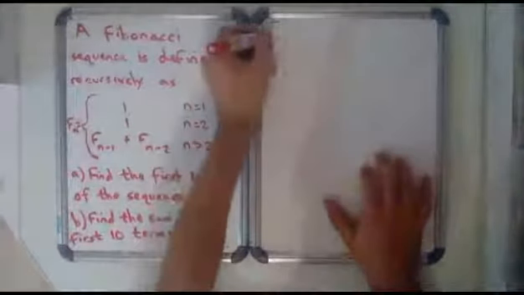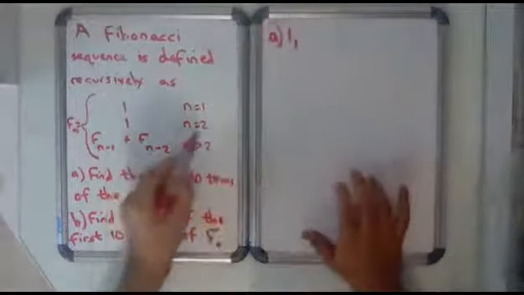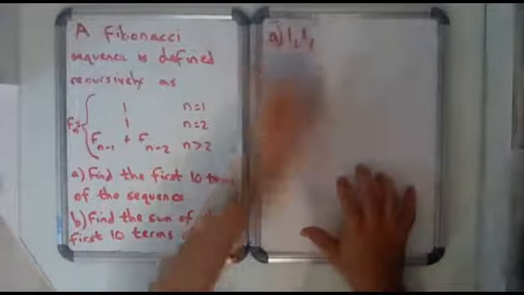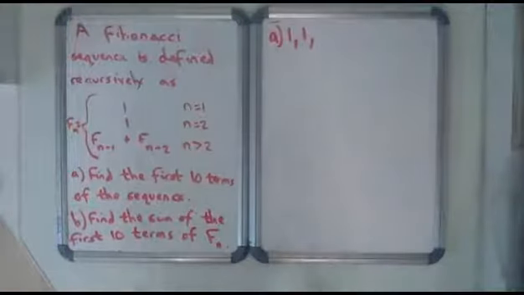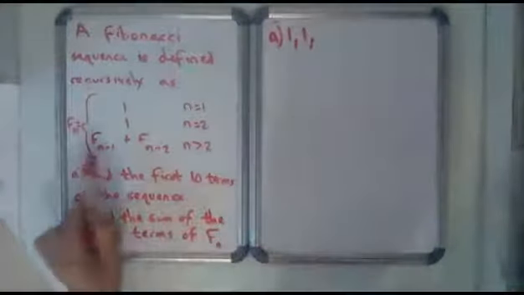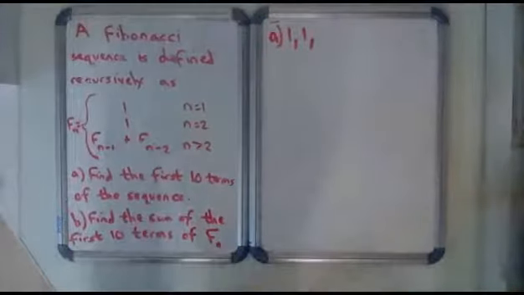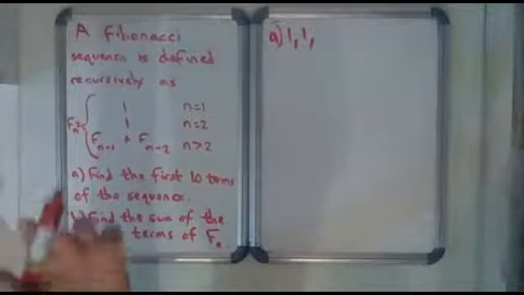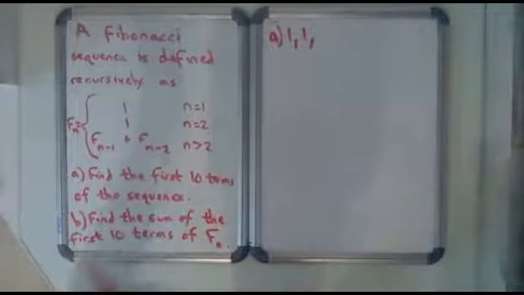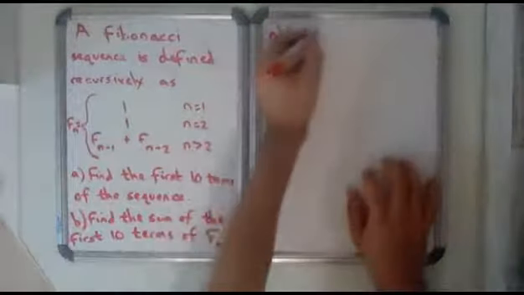For part A, it says find the first 10 terms. It says if n is 1, fn is 1. So the first term is 1. If n is 2, the term is 1. If n is anything greater than 2, so if n is 3, 4, 5, 6, 7, and so on, it's fn minus 1 plus fn minus 2. So if n is 3, n minus 1 is 2, and n minus 2 is 1. So for the third term, we add together the first term and the second term. So that's going to be 1 plus 1 is 2.